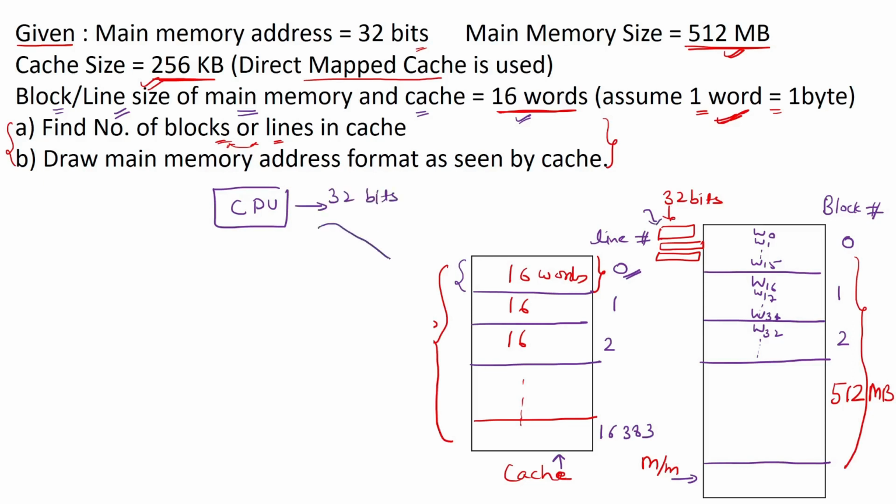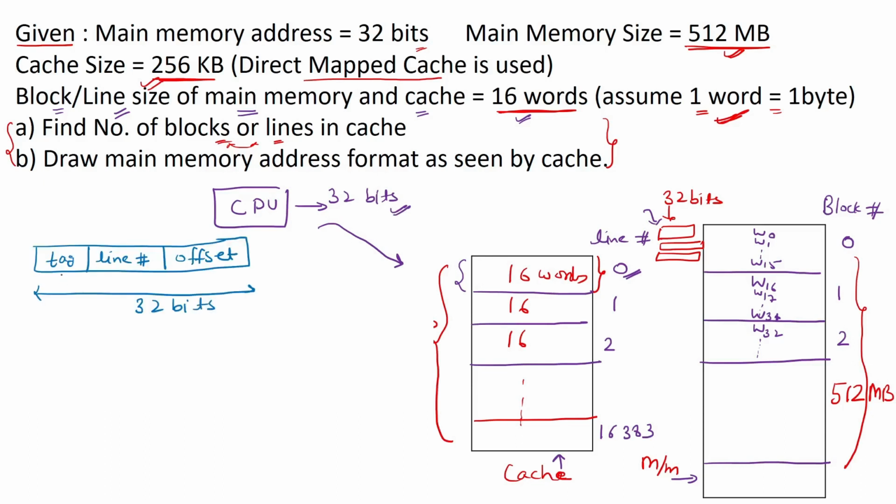When this address is presented to your cache memory, then in the direct map technique this address is divided into 3 fields. What are those 3 fields? Those are tag, line number and the offset, or the word offset. So your 32 bits are divided into these 3 fields, and the cache memory will see the address in this form. We have to tell how many bits there will be for the tag, for the line number and for the offset.